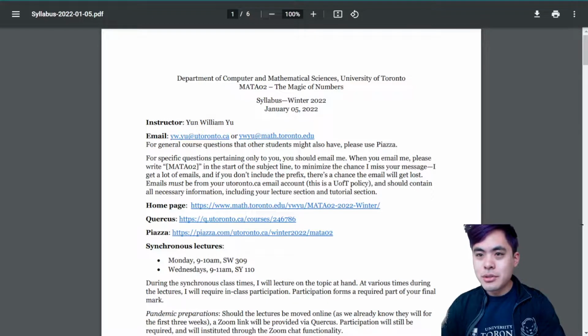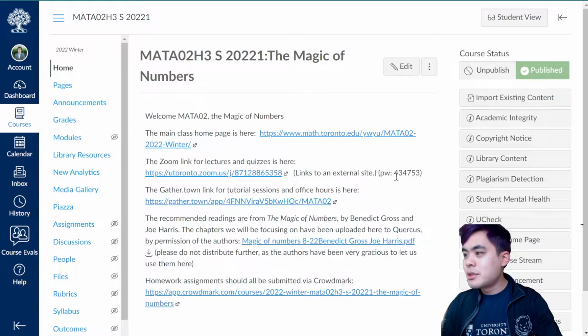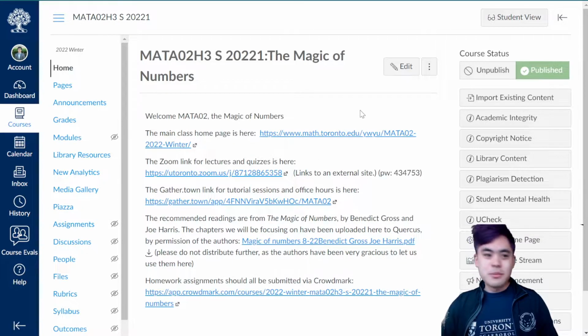Just a moment. It looks like people are having trouble getting into Quercus. So let me try to get some of that done. There will be a couple of logistical difficulties in the first couple of days, of course.